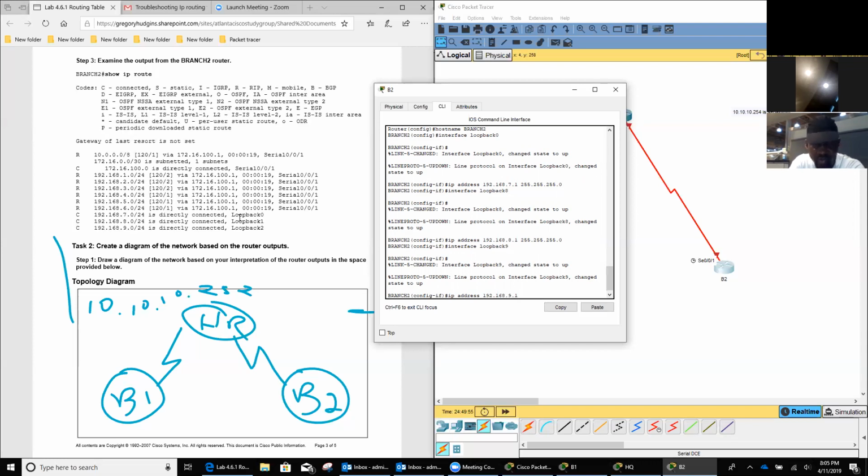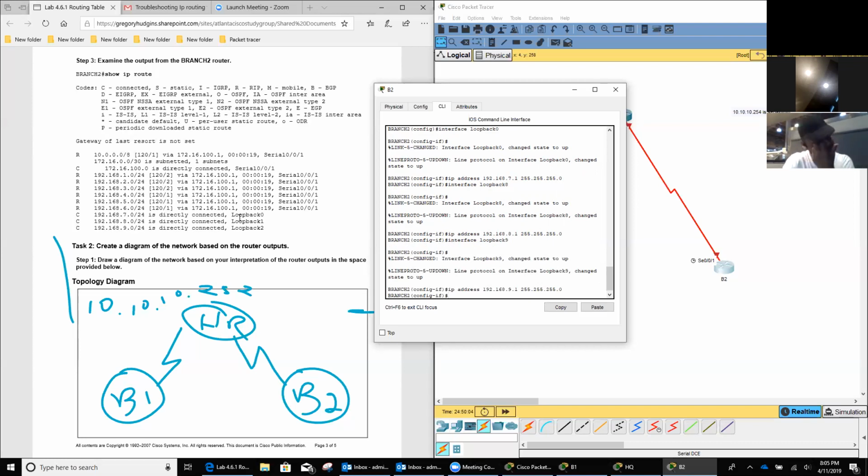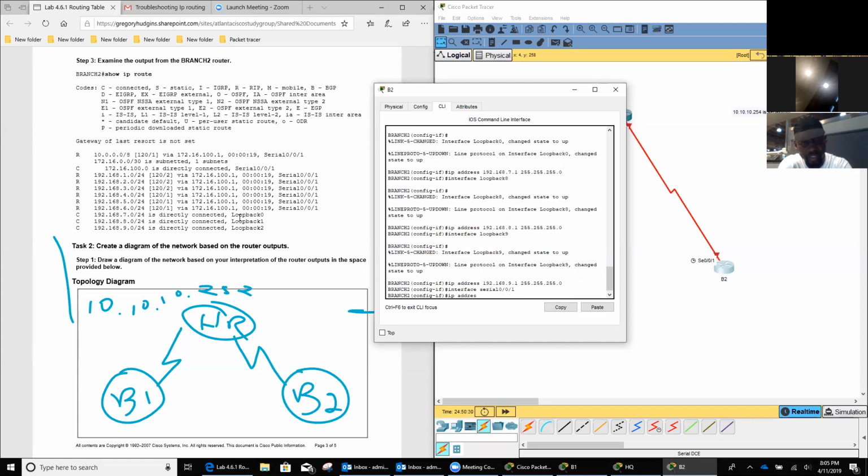Loopback 1. Let's loop back. All right, loopback, John. We got one serial interface. All right. And let's add the clock rate to that one too. Interface serial 0/1, IP address. That is what we connect with.